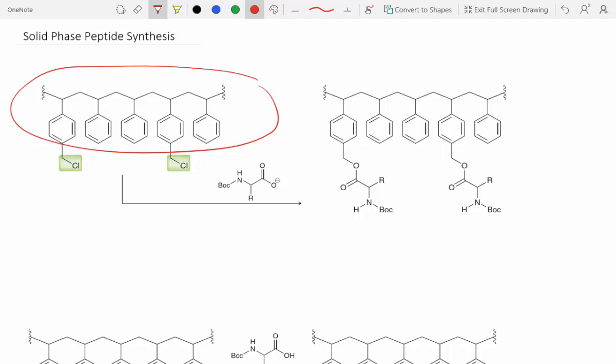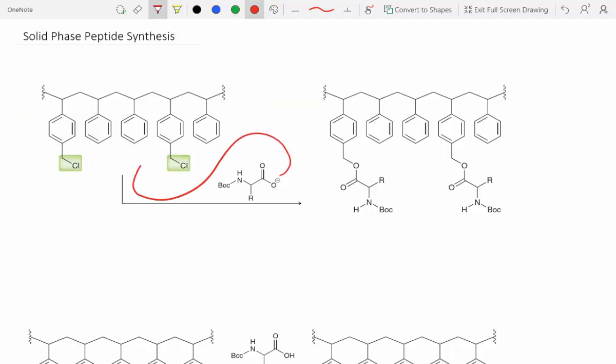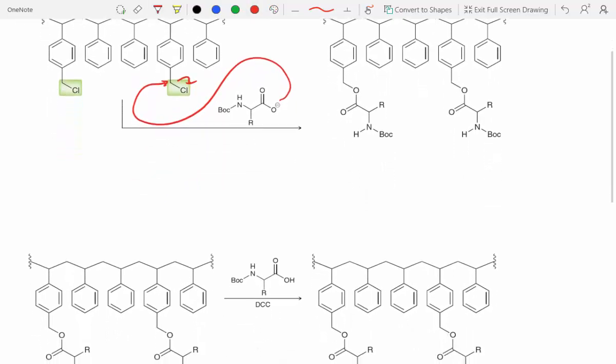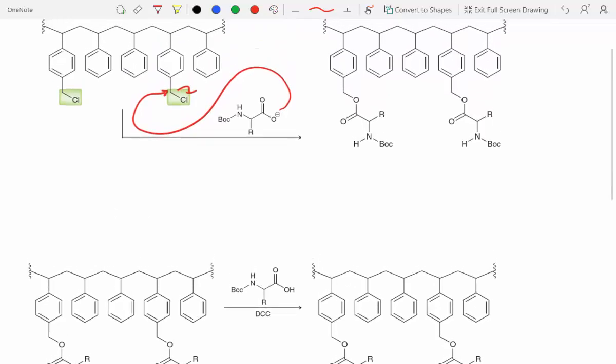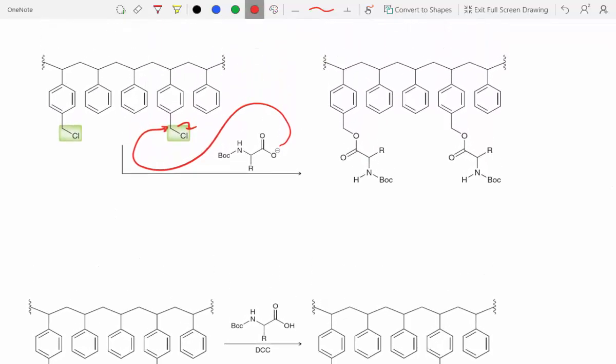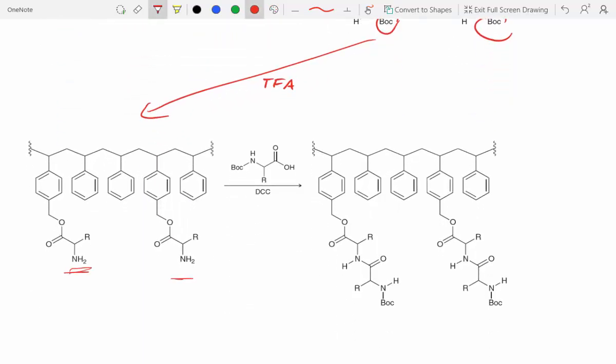If you think about this, right, you've got a good nucleophile here. This nucleophile can come, attack that carbon, kick off your chlorine, and essentially you've made a new ester, right? So you've got a new ester linkage, you've got your protected amino acid with this Boc group down here, and you're set to go for your next step. The next step is to remove that Boc group, right? So the question is, how can we remove this Boc group from those guys? TFA. So trifluoroacetic acid, those Boc groups are now gone, you've got a free amine.